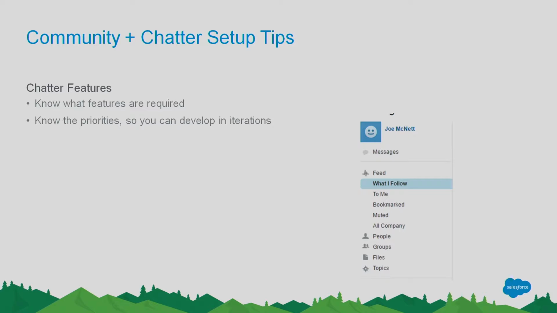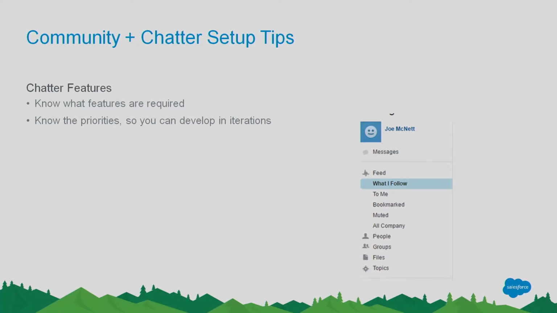Some of the Chatter features: knowing what features are required and knowing their priorities so you can develop in iterations. The sooner your clients start seeing something come to life visually, the happier they'll be. So using the Chatter REST API, you can implement parts at a time. For instance, I have a screenshot here of the standard Chatter.